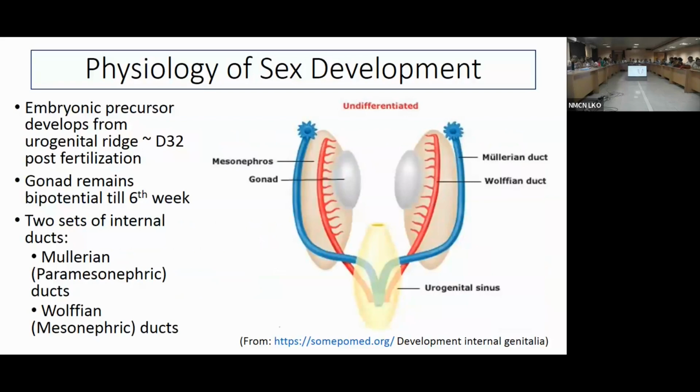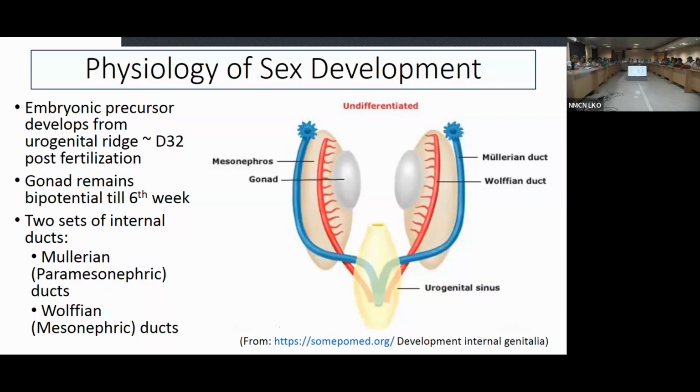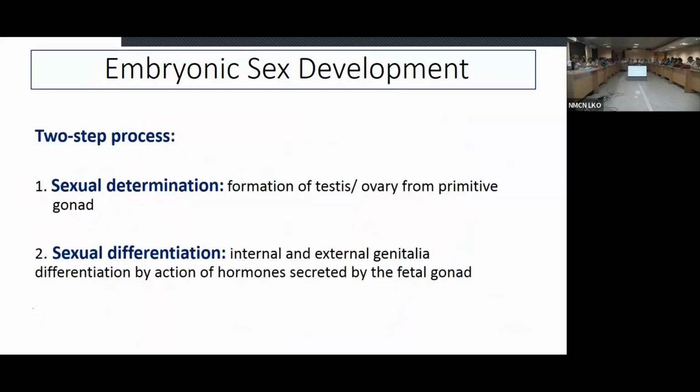In order to understand why these DSDs happen, we have to go back to our physiology days. So we have to understand the physiology of sex development in order to understand why these DSDs happen. So basically, the gonads develop from the embryonic precursor, which develops from the urogenital ridge approximately day 32 post-fertilization. And till the 6th week, gonads remain bipotential. And there are two sets of internal ducts initially: the Mullerian duct, otherwise called the paramesonephric duct, and the Wolffian duct, otherwise called the mesonephric duct.